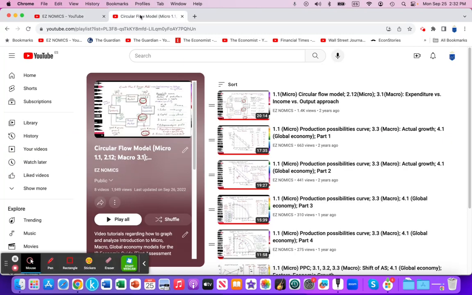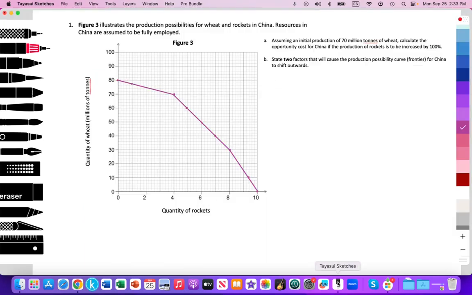This will all be part of my playlist for the first unit, introducing the circular flow and the production possibilities curve. There are two additional paper 3 type practice questions related to the PPC with regard to constant versus increasing opportunity costs. And this is an additional one. This will all be linked in the video notes below. So let's take a look at this question.